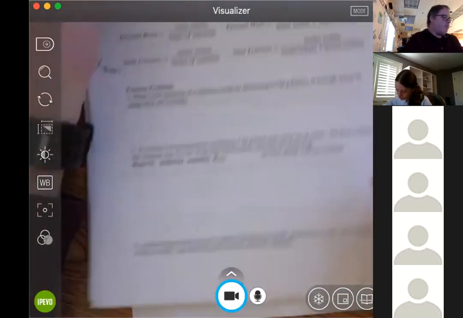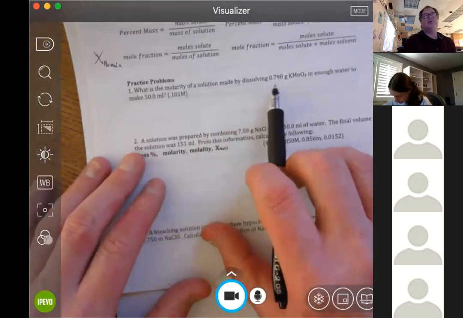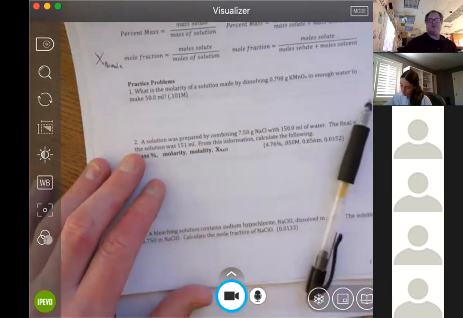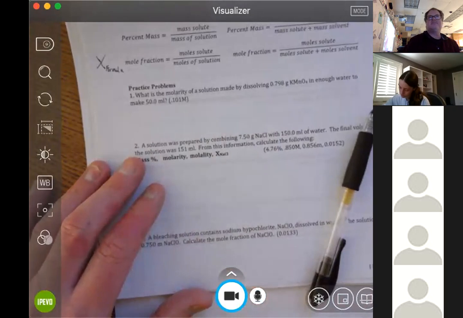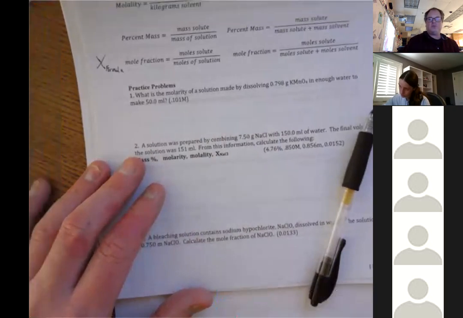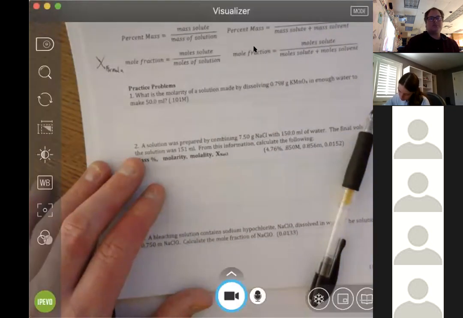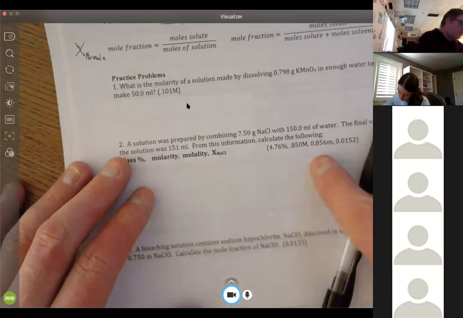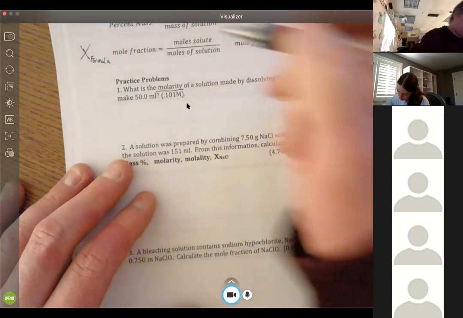All right. So problem number 1: what is the molarity of a solution made by dissolving 0.798 grams of potassium permanganate in enough water to make 50 milliliters of solution? So we have to ask ourselves what we're looking for. And what are we looking for? Molarity. So that means we want moles per liter.